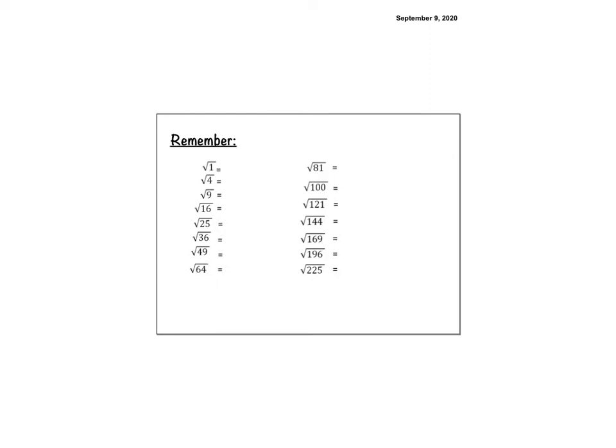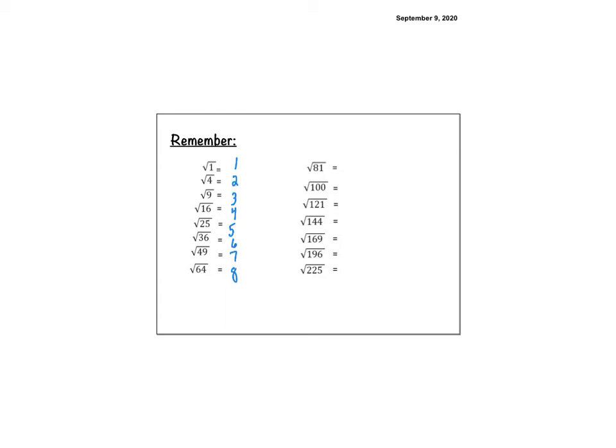The square root of 1 is 1. The square root of 4 is 2. The square root of 9 is 3. The square root of 16 is 4. The square root of 25 is 5. The square root of 36 is 6. The square root of 49 is 7. The square root of 64 is 8.